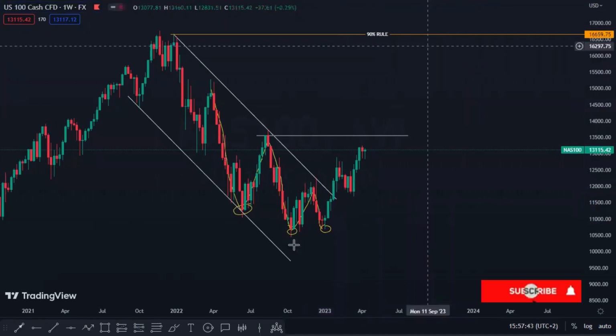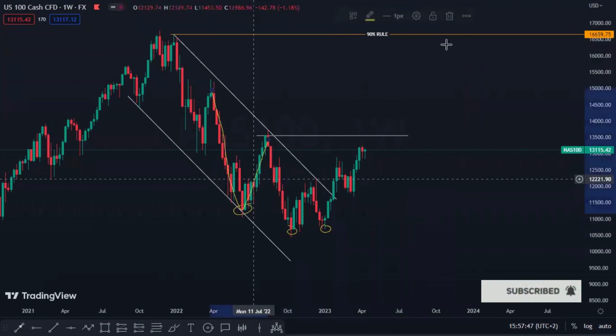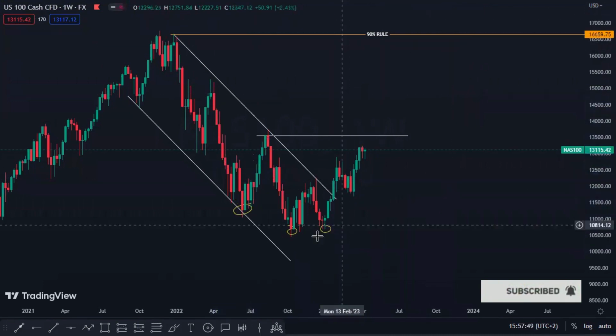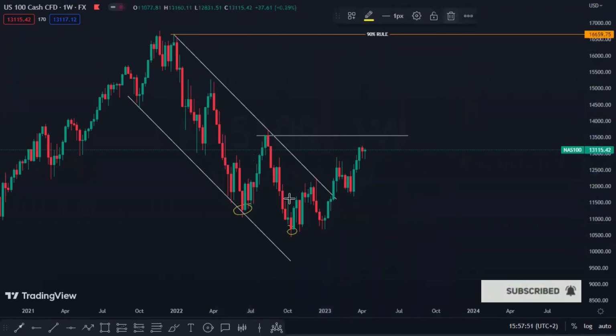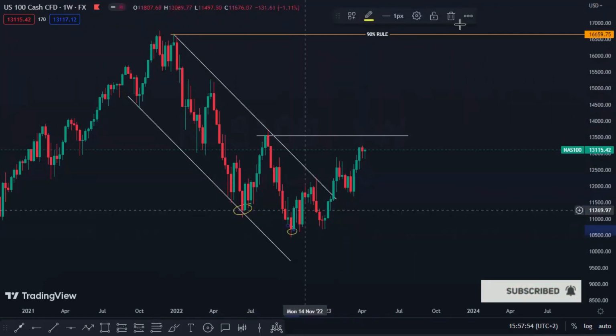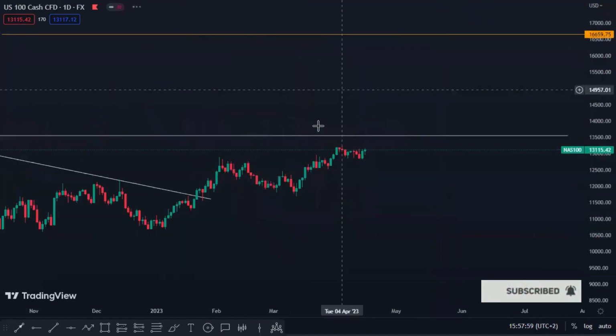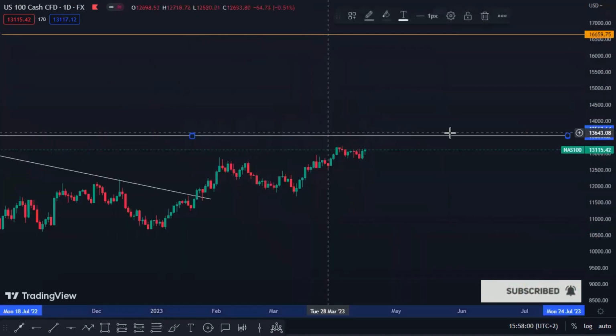Obviously, you know that we rely on probability, and there are also possibilities that the market will not respect your probability. But yeah, guys, you know how it is. I'm currently on a weekly time frame, and I'm just gonna drop to a daily time frame to see which phase I'm currently in, right?